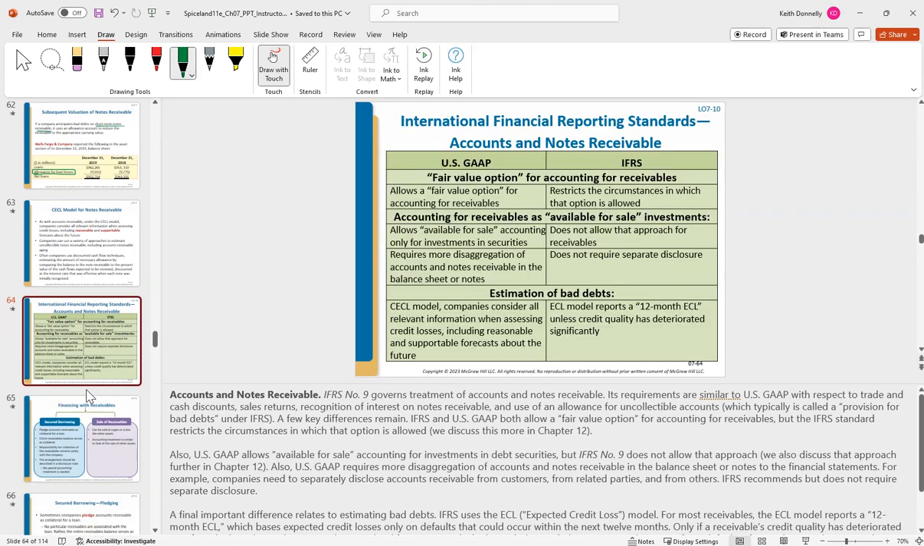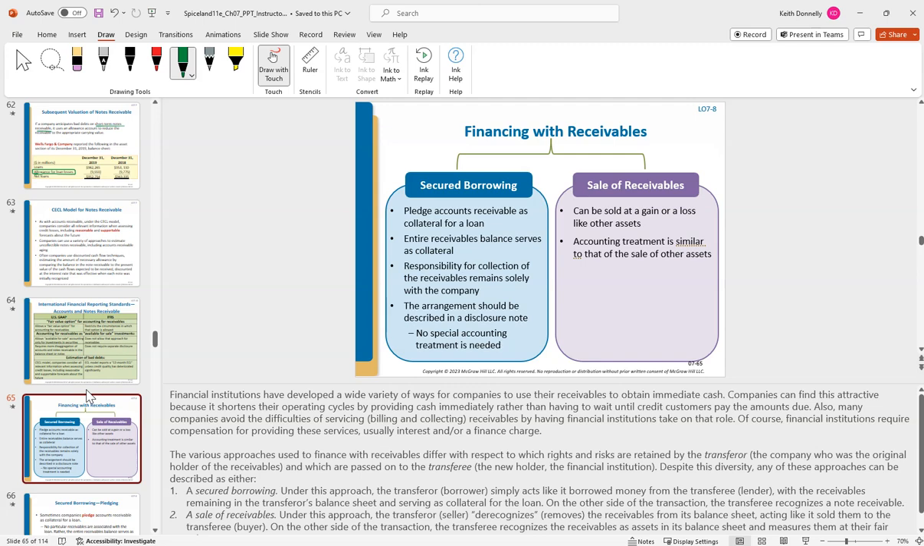They talk a little bit about GAAP versus IFRS. You can read that, not too concerned about that for the exam because they're not testing that on the CPA anymore. Next, let's talk a little bit about financing with receivables, right?